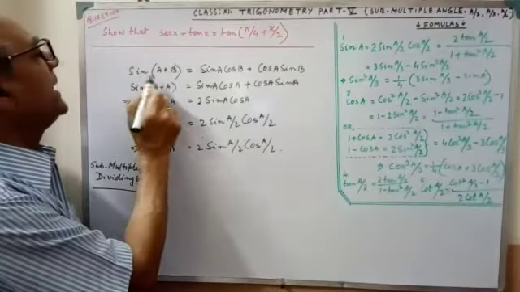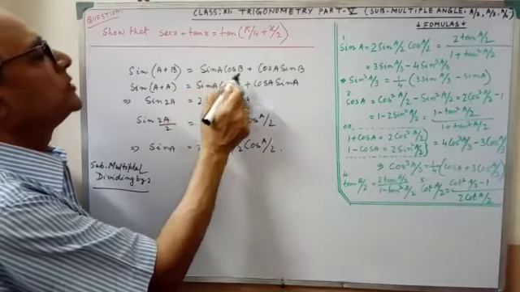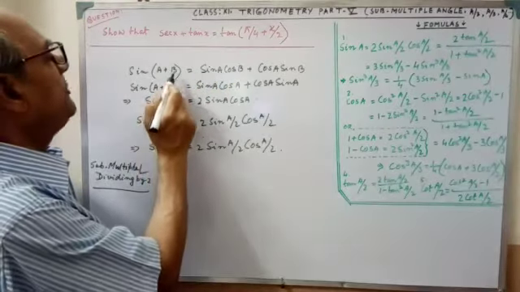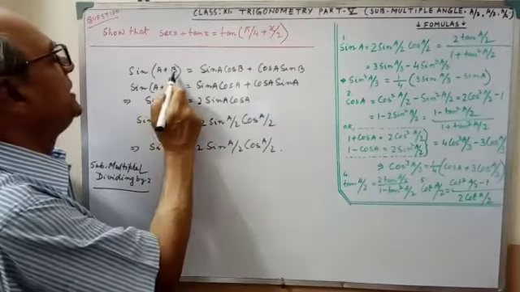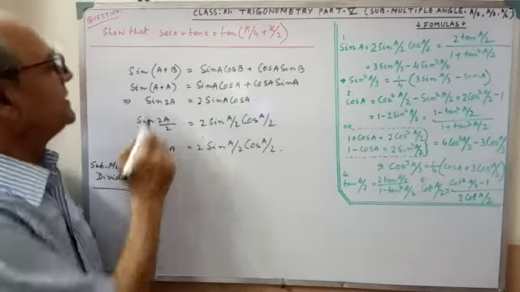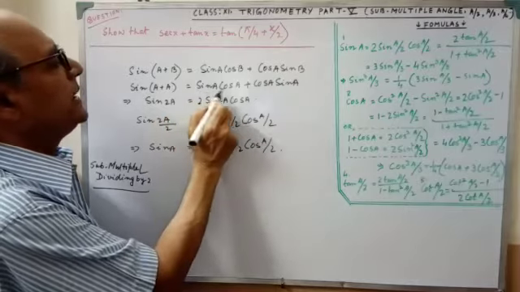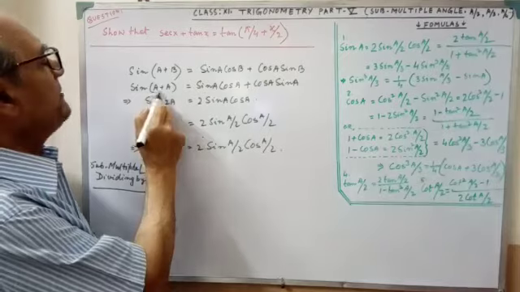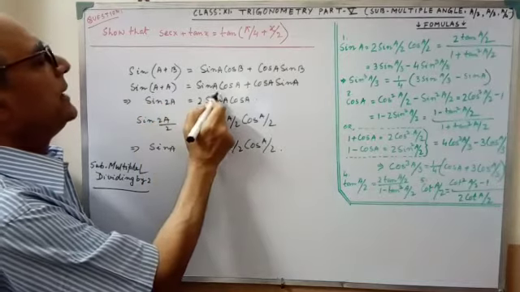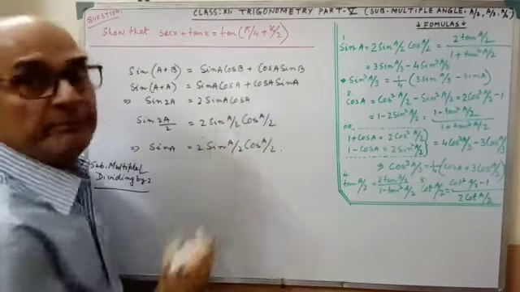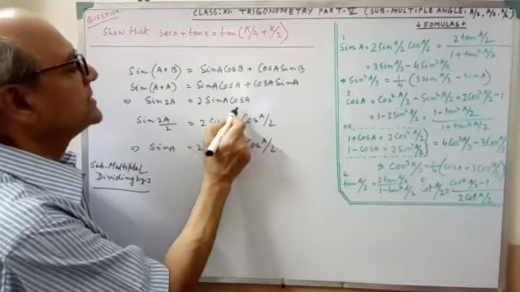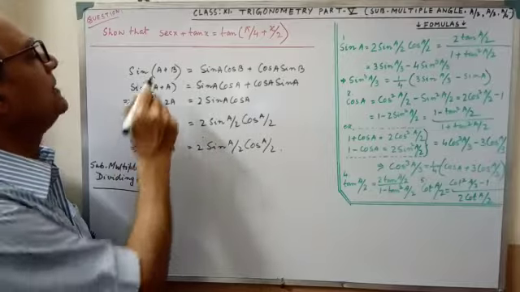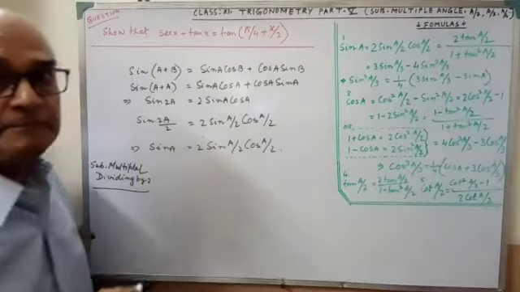You have learned sin(A plus B) equals sin A cos B plus cos A sin B. That is known to you very well. And if in place of B I write A, then what will it be? Sin A cos A plus cos A sin A. Now, A plus A is 2A. By adding these two same terms, we are getting this. This is the multiple angle from the compound angle, from that basic theorem.